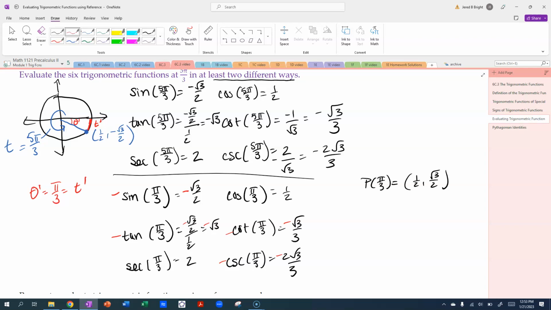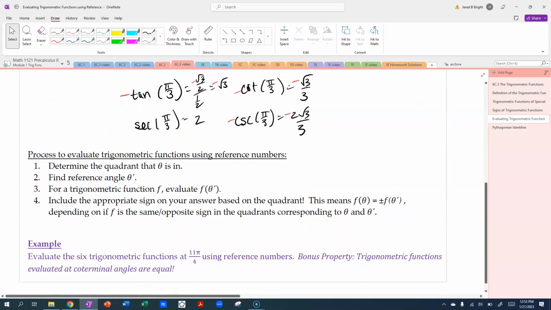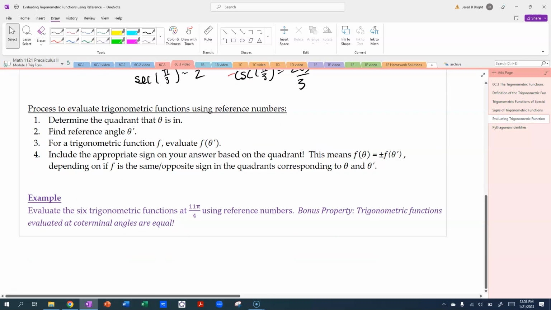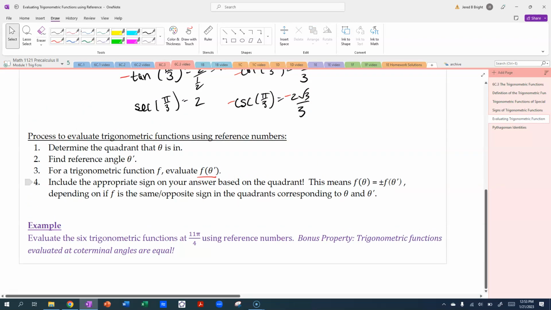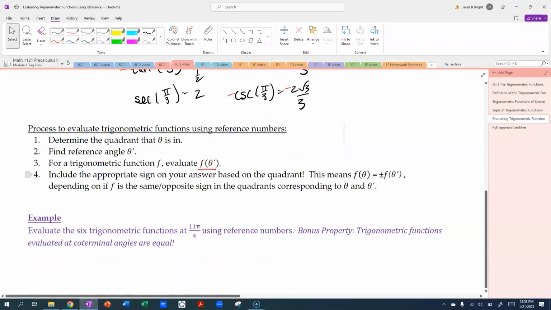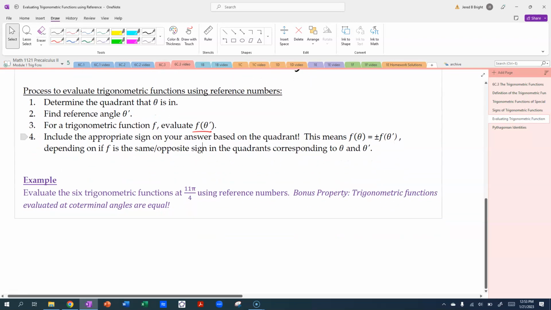So if I use the reference number along with the signs corresponding to the quadrant that the actual angle is in, I'll get equivalence. Okay, so this is the second strategy, to use reference numbers. That's the step process that I have down here: find the quadrant that theta is in, find the reference angle, evaluate the trig function at the reference angle. That's what we did for sine of pi over 3, and then include the appropriate sign based on the quadrant. That's what I included in red here. So this is our second method.